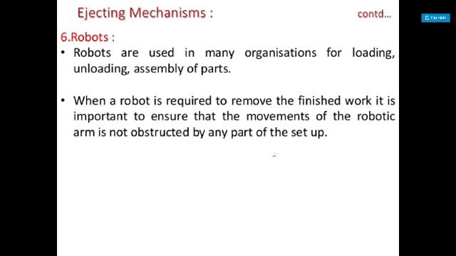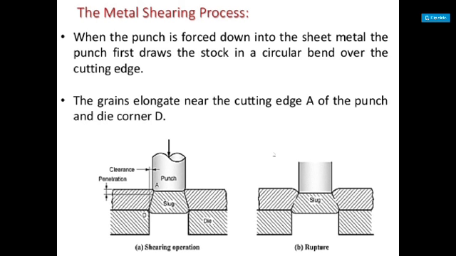Robots. Robots are used in many organizations for loading and unloading assembly of parts. When a robot is required to remove the finished work, it is important to ensure that the movement of the robotic arm is not obstructed by any part of the setup.